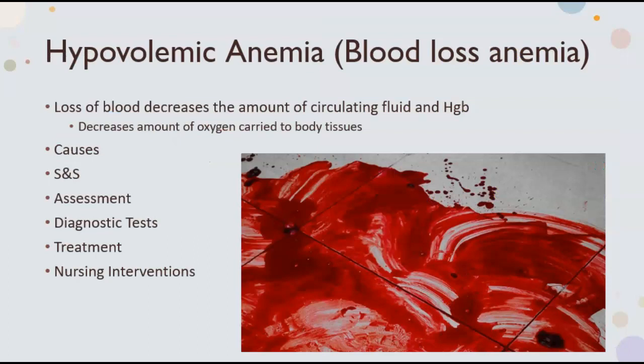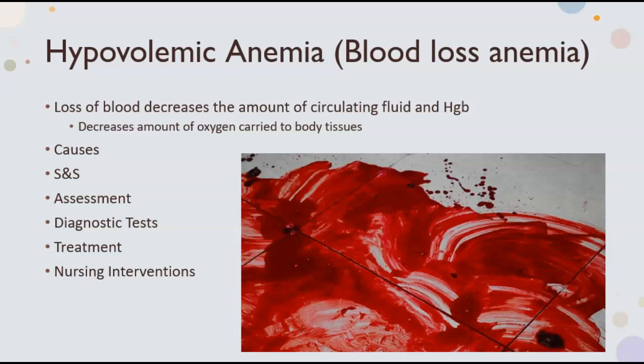First, we will talk about hypovolemic anemia, or blood loss anemia. This is the loss of blood, and that decreases the amount of circulating blood and hemoglobin. Remember, hemoglobin carries oxygen on the red blood cells. So in general, that decreases the amount of oxygen that is carried to the body tissues. If there's a blood loss of 1,000 mLs or more, it can have serious complications.